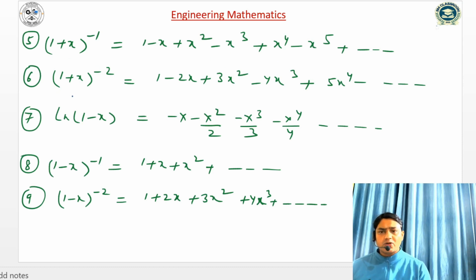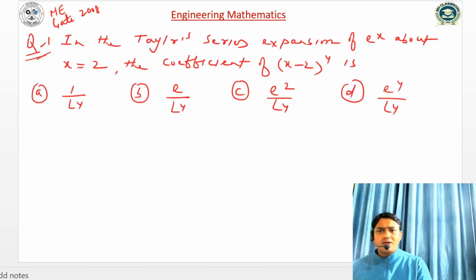Similarly, the expansion of (1 plus x) to the power minus 2 is 1 minus 2x plus 3x square minus 4x cube plus 5x4. Similarly, we can also expand this type of function by the Taylor method. So let us take an example based on the Taylor series.